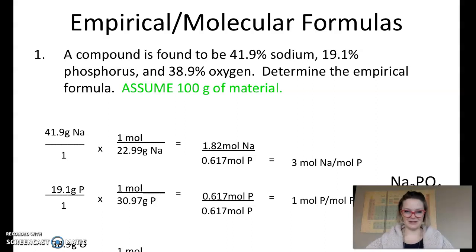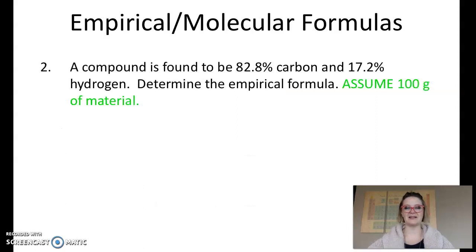Here's another example. I'm not going to work through this. I'm going to leave this to you to try to figure out. But let's say I had a compound that was 82.8% carbon and 17.2% hydrogen. Pause the video and see if you can go from grams to moles and then divide the moles by the least amount that you have to find the ratio. And then we've paused, you've tried it. I got this as the answer, CH2.5.